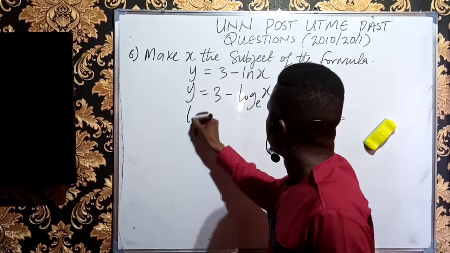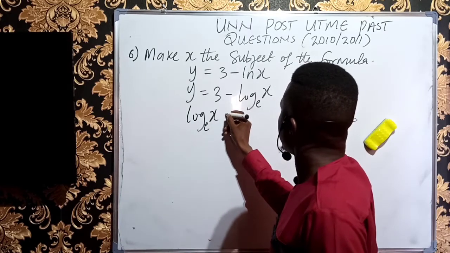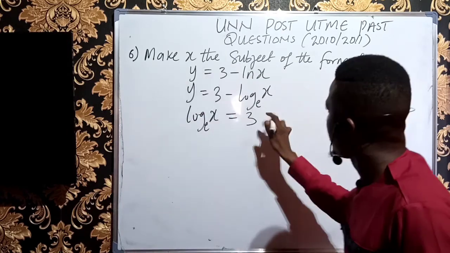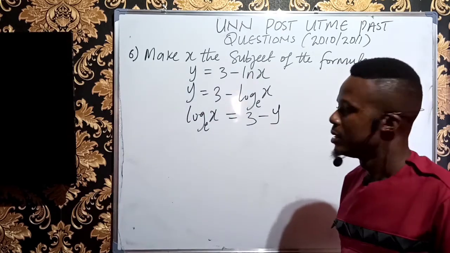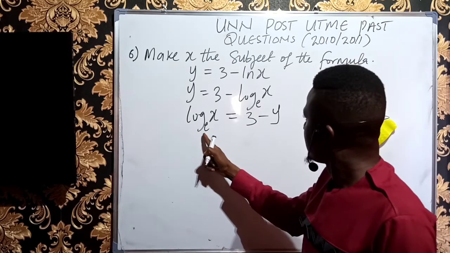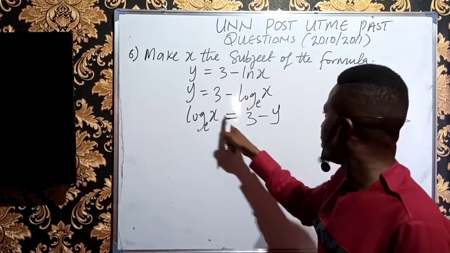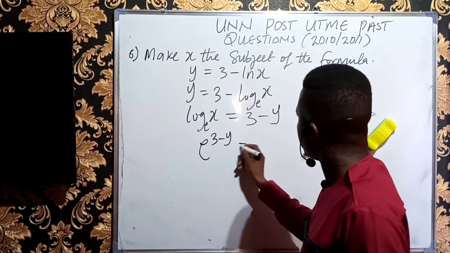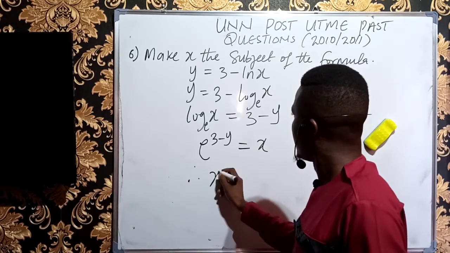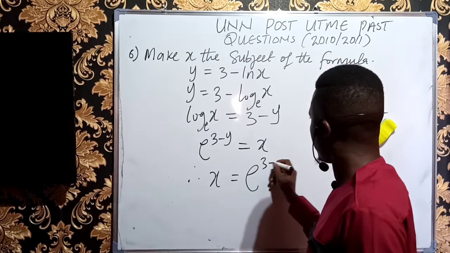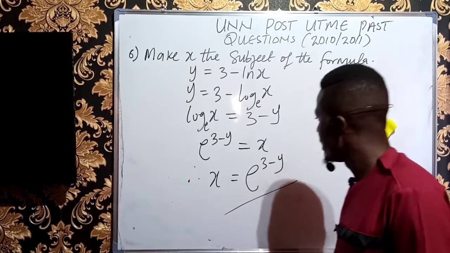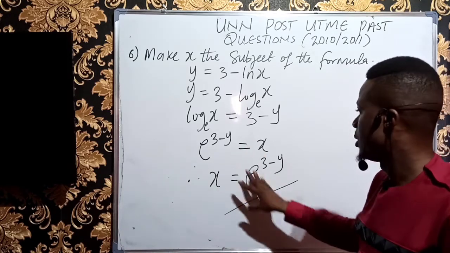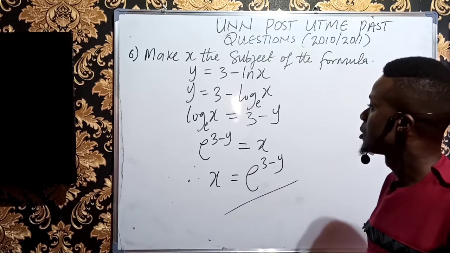I shall have that log x equals, it's negative, coming here is positive, 3 is already here, plus y coming here will give me minus y. Now remember the laws of logarithm, that the base to the power of whatever is at the right hand side is equal to x. So e power of 3 minus y is the same thing as x. Therefore x is equal to e to the power of 3 minus y. So I have made x the subject of this formula, and this is the answer, e to the power of 3 minus y.